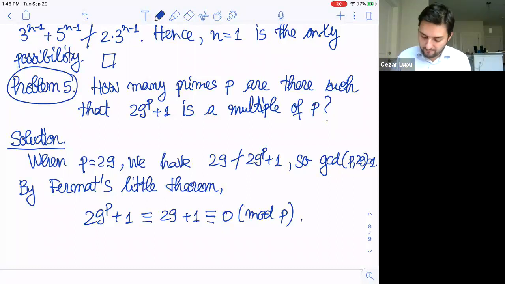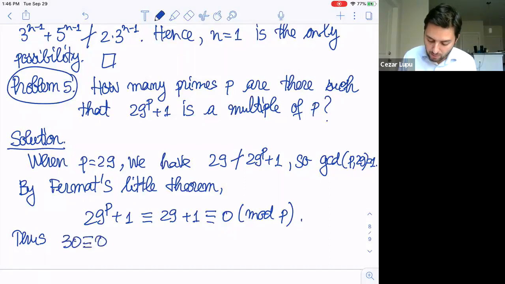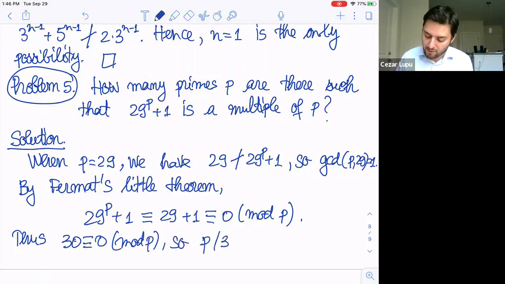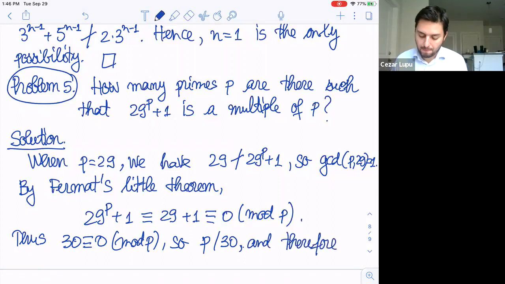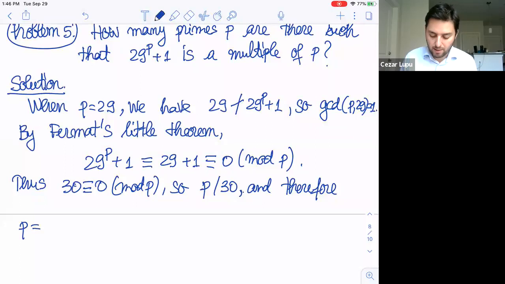So this is 0 mod P. So therefore it follows that we have 30 congruent with 0 mod P. So this means that P divides 30 by the definition of congruences, right? So what prime numbers do we have here? How many prime numbers less than 30 that divide 30 are out there? What options do we have? P will be 2, 3, what else?